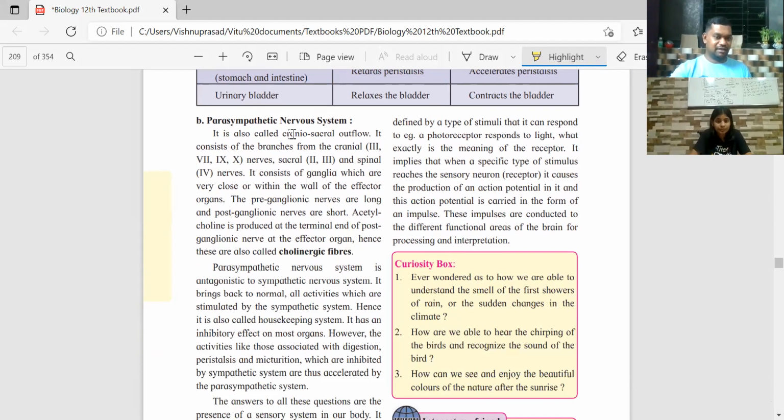Then we'll talk about the parasympathetic, which is also called the craniosacral outflow. Remember that. Sympathetic we called the thoracolumbar outflow. This one is the craniosacral outflow. There are 12 cranial nerves and spinal nerves. The aggregation of those nerves going for involuntary actions is called the craniosacral outflow.